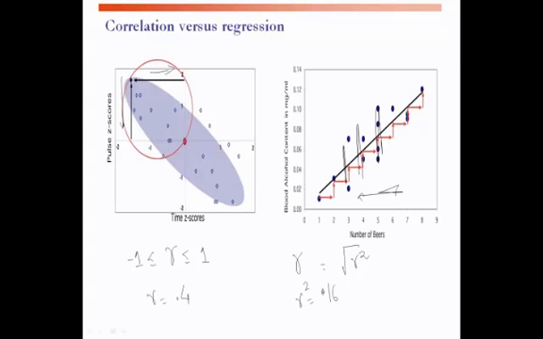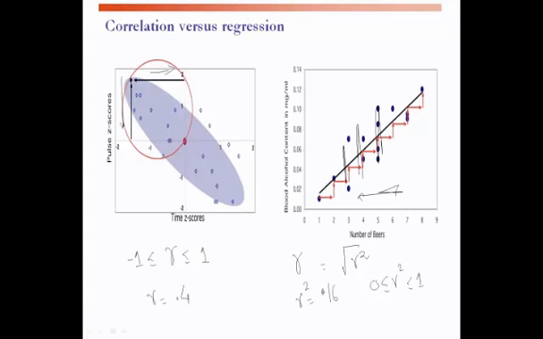Very good. R squared is therefore between 0 and 1. R squared is called the coefficient of determination. Or think of it another way: it tells you how much of the variation in blood alcohol level can be explained by the number of beers.